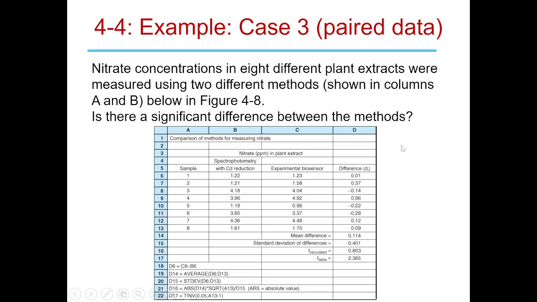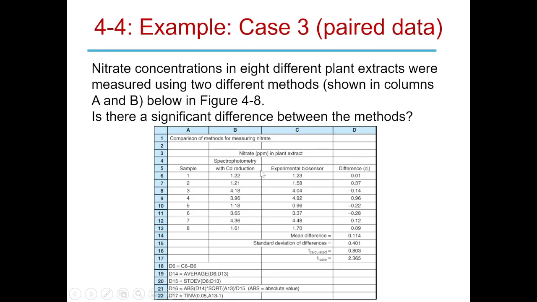Okay, so case 3, this is paired data, and you'll notice that's an Excel sheet thing, because honestly, I would never try to do these by hand. It takes forever. This would be hours of work. Nitrate concentrations in 8 different plant extracts were measured using 2 different methods. These are shown in column A and B, and you can see that this might be real data as far as I know. This looks like real data.